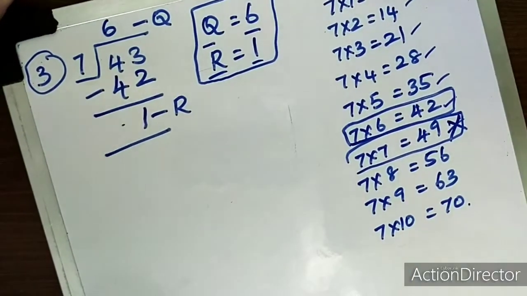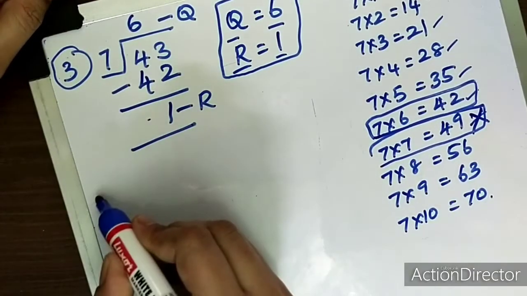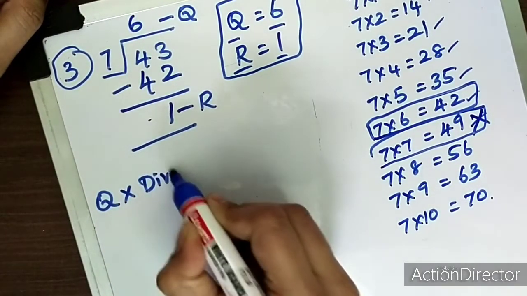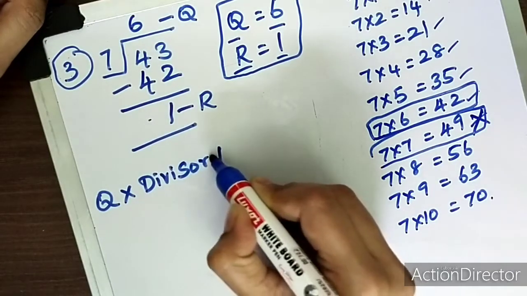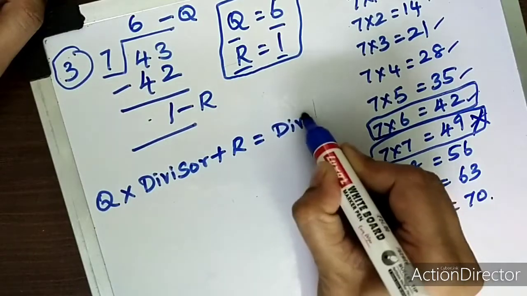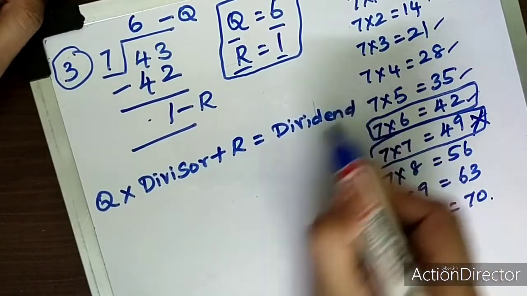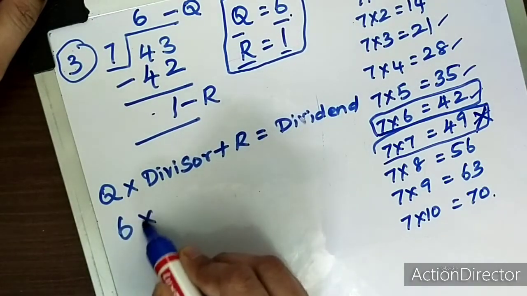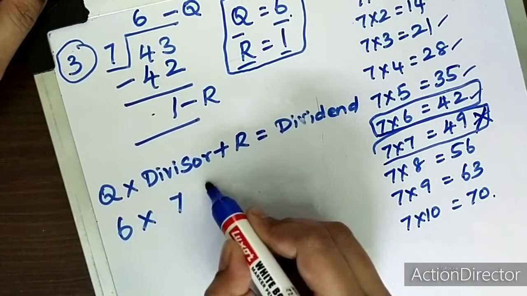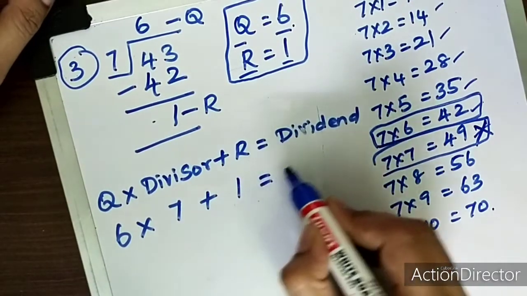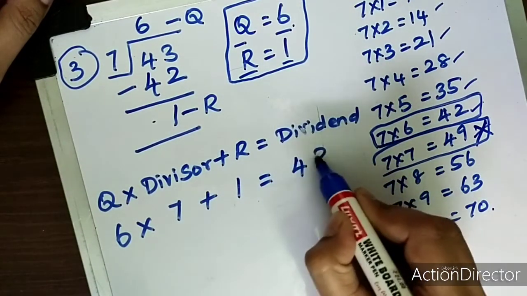Now let's check whether the answer is correct or not. So what is the formula? Quotient into divisor plus remainder is equal to dividend. What is the quotient here? Quotient is 6 and the divisor is 7 plus the remainder, which is 1. So what should we get? We should get the dividend, that is 43.